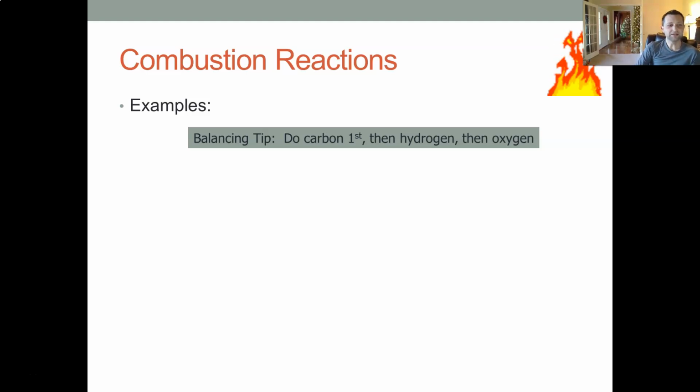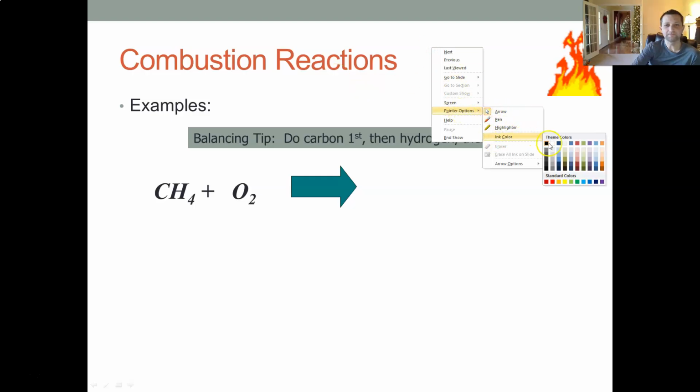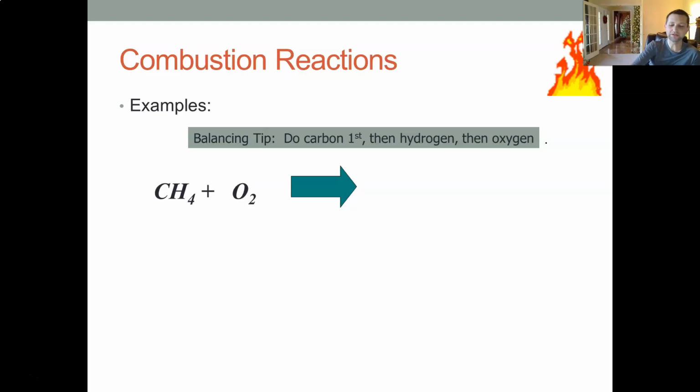Here's a tip for balancing combustion reactions. It's going to be carbon, hydrogen, and oxygen. So if you balance them in that order, everything becomes a whole lot easier for you to understand. So here's CH4 plus O2. Here's your hydrocarbon, CH4, and then plus O2. That's your oxygen, obviously. And what's that going to create? Well, it's going to create the same two products every time for a combustion reaction: H2O, CO2, and a lot of energy.